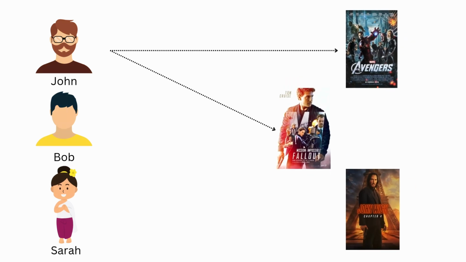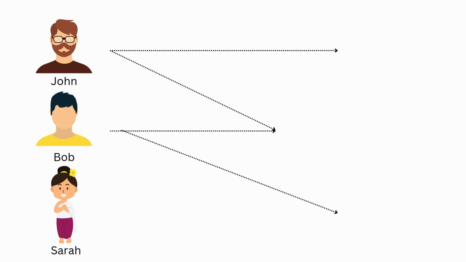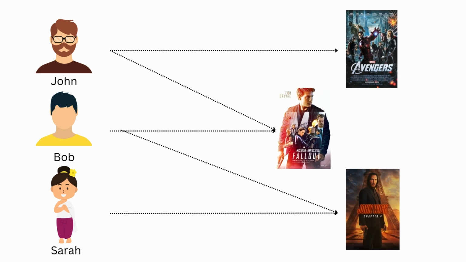So let's say, for example, John and Bob like Mission Impossible and John Wick Chapter 4. We have Sarah here that has only seen John Wick Chapter 4. Now the algorithm will go and see all this data, and as a simplistic example, because Bob also watched Mission Impossible and John Wick 4, the algorithm is going to recommend Mission Impossible to Sarah because she's also seen John Wick 4.